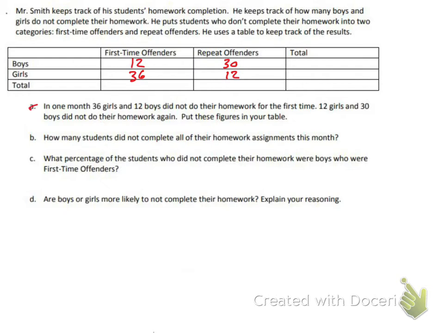So A is done. How many students did not complete all their homework assignments this month? What I would do is just add across to find my total. That would give me 42 here, and then 36 plus 12 is going to be 48. Then I believe we would just add these two to find our total. So 48 plus 42 is going to be 90.